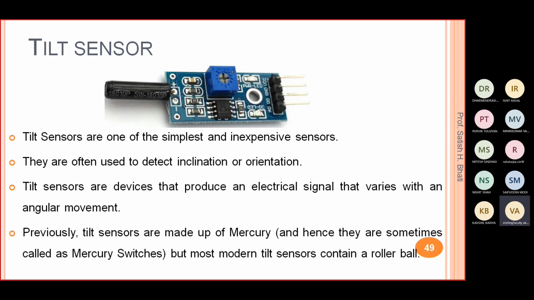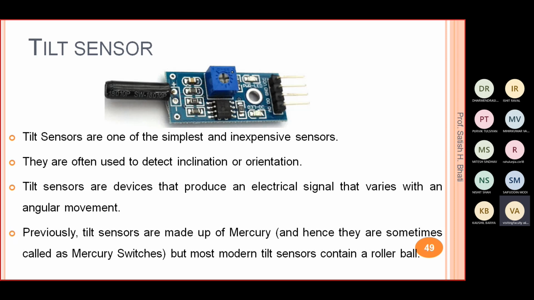These tilt sensors are very simple and cheaper. They are not that expensive. They are used to detect the inclination or orientation of some surface or some device. These are devices that produce an electrical signal that varies with an angular movement. So wherever you have placed the sensor, as the sensor moves, it will generate the signal according to that.